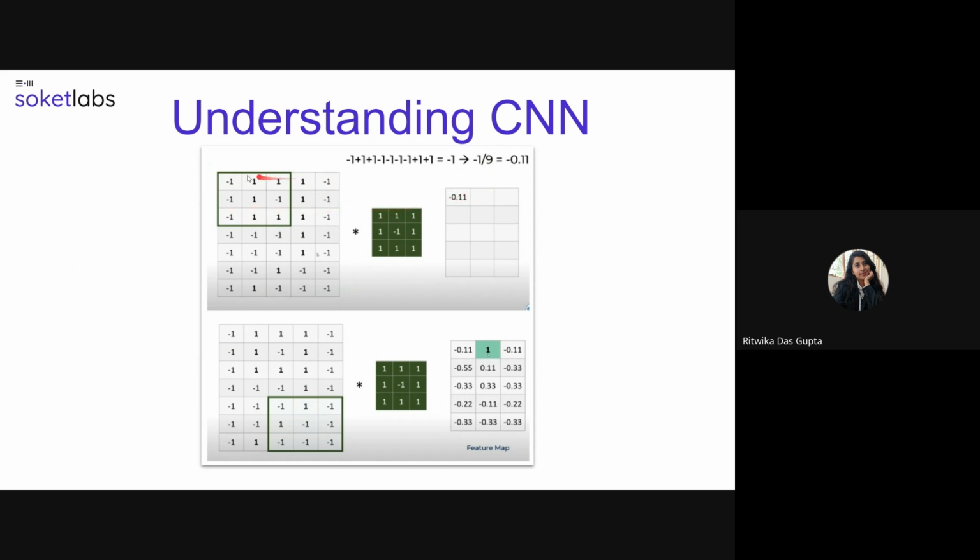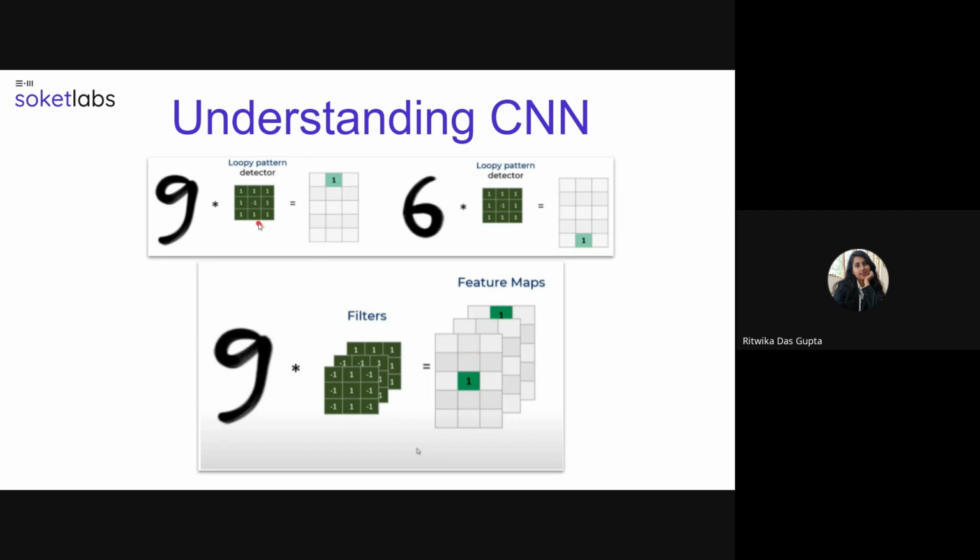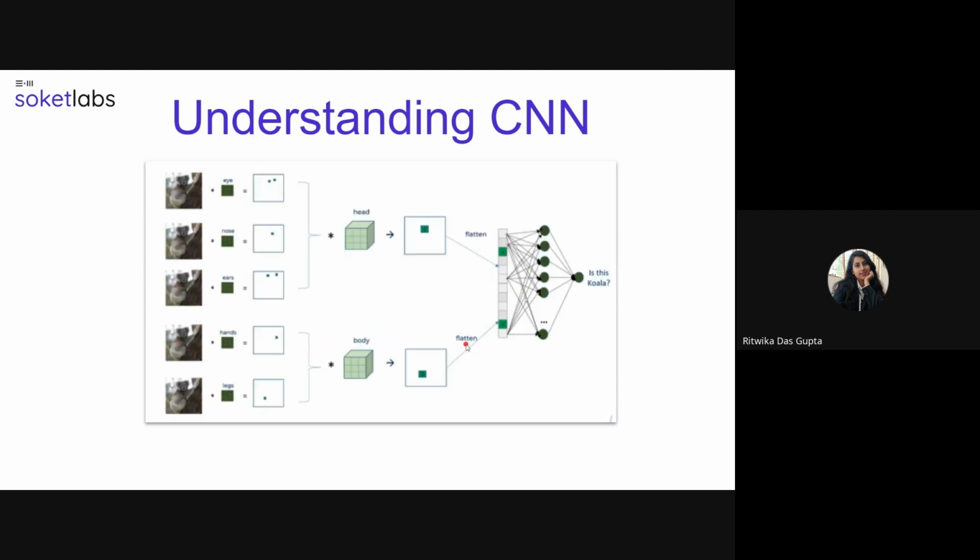Similarly, this 3 cross 3 matrix is shifted from here. This is taken and then multiplied, and all over the image it is shifted, and we get the final feature map here. You see in the feature map, mostly the values are negative. Only at the position where the head of the 9 was present is the value 1. That denotes that at this position the 9 head was present. Similarly, we have various other filters for denoting the diagonal part and so on, and all the filters multiplied with the image give us various feature maps.